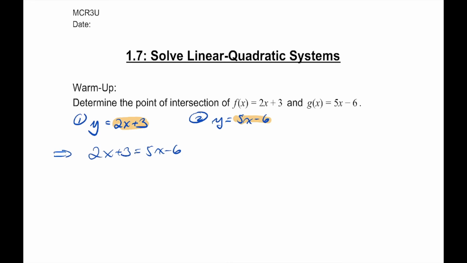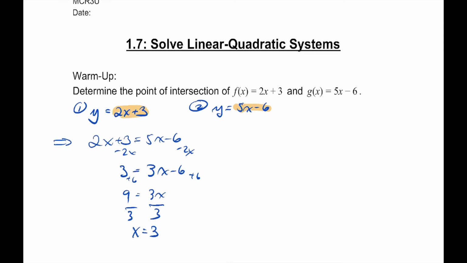So I'm going to subtract 2x from both sides. So I get 3 is equal to 5x minus 2x, which is 3x, minus 6. Then I'm going to add 6 to both sides. So I'm going to get 3x is equal to 9. And finally, dividing both sides by 3, I'm going to get x is equal to 3.